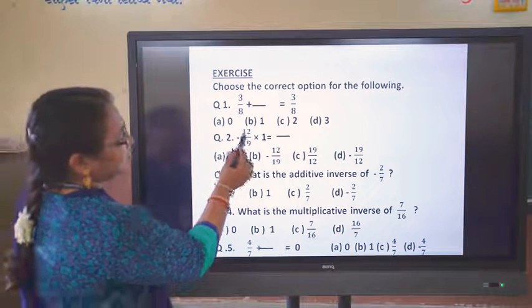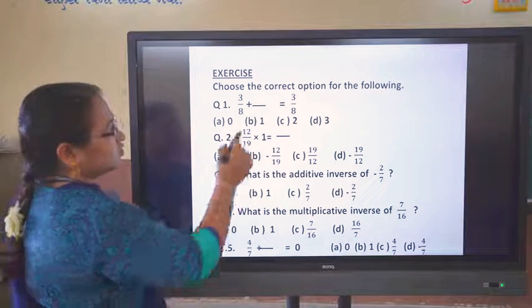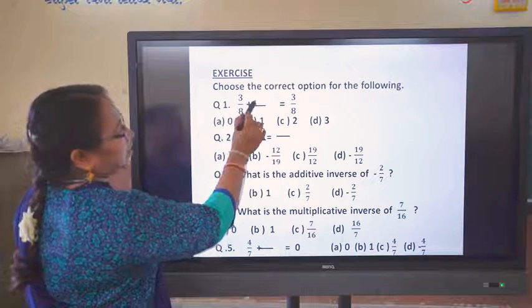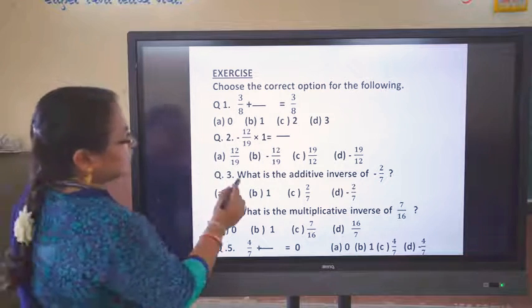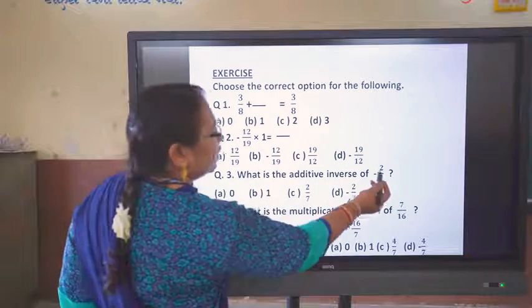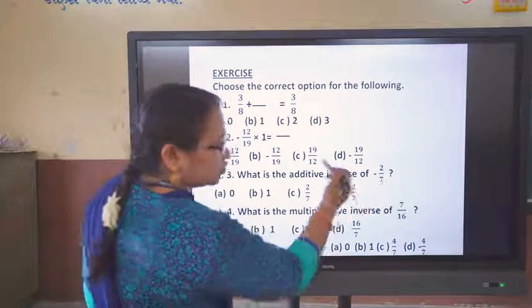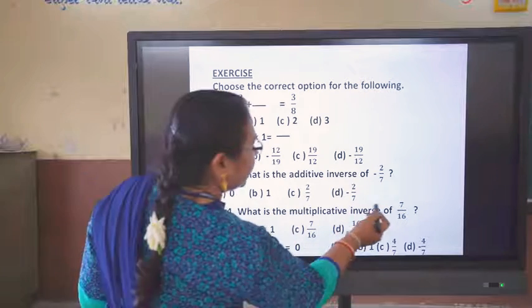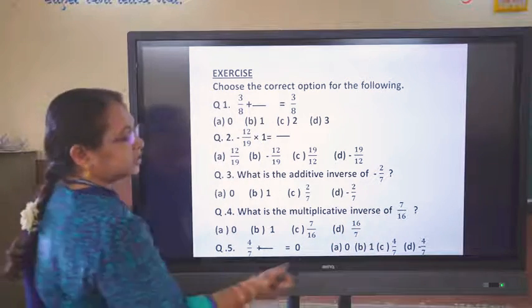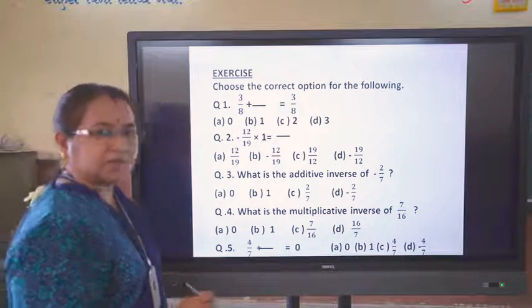Then the second one is minus 12 upon 9 multiplied by 1 is how much? Here you have to see the additive identity and the multiplicative identity, that you have to think. Then the third one is, what is the additive inverse of minus 2 upon 7? That means what is to be added with minus 2 upon 7 so that you will get 0. Then what is the multiplicative inverse of 7 upon 16? That means what is to be multiplied with 7 upon 16 so that you will get your answer 1.